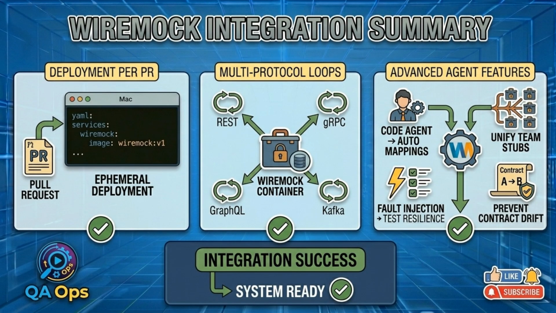To summarize, deploy WireMock ephemerally per PR for your integration tests. Leverage its multi-protocol power for REST, gRPC, GraphQL, and Kafka loops. Use code agents to automatically generate your mappings, unify multiple team stubs inside a single container instance, prevent contract drift, and inject faults to test resilience.